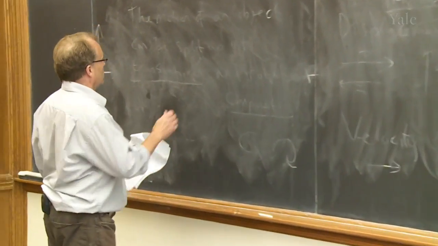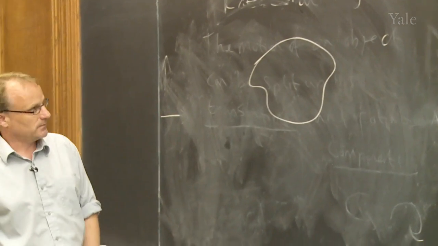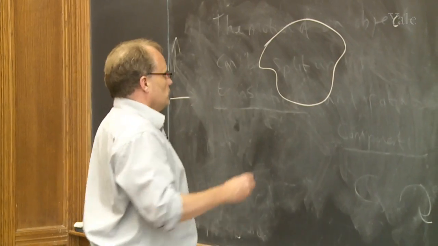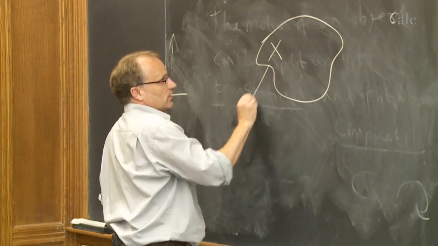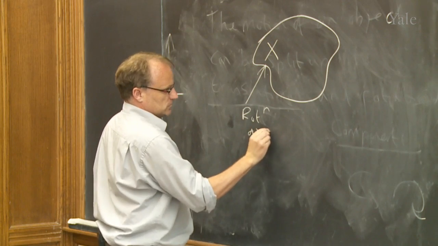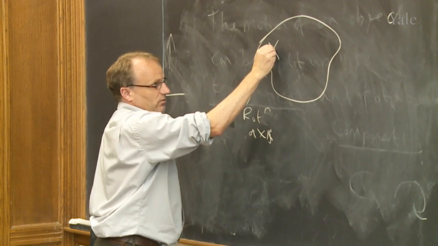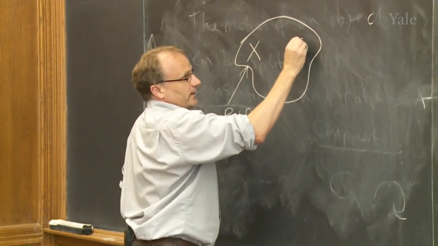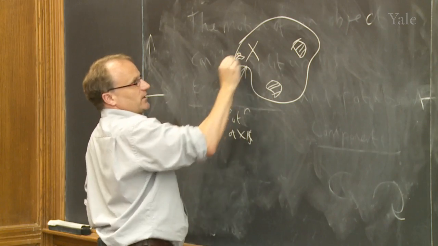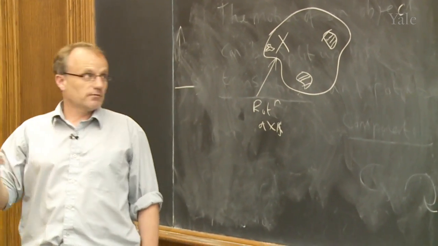So if you have a mass, let's say it looked like that. It's like a blob of clay. It could be anything. And if you rotate it about some axis, so here's the rotation axis, you can imagine this thing is spinning about this x. Take a little mass here, take a little mass here, take a little mass here. Every one of these masses has the same angular velocity.